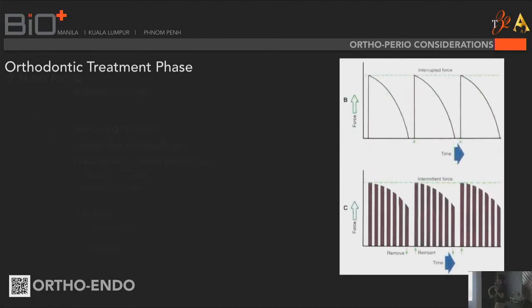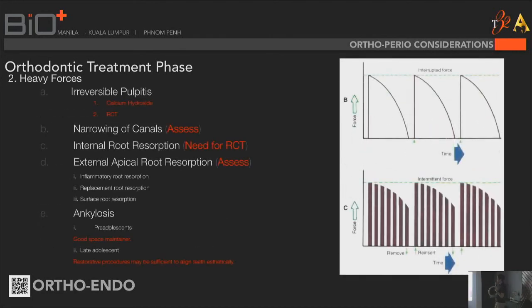Now, what about heavy forces? So in heavy forces, you can have these certain scenarios. So let's first talk about letter A, irreversible pulpitis. So for irreversible pulpitis, you can do treatments such as calcium hydroxide treatment or the root canal treatment. Definitely. Okay?